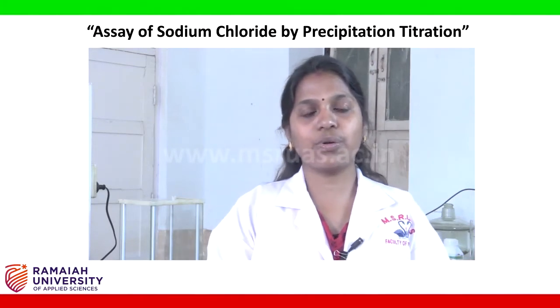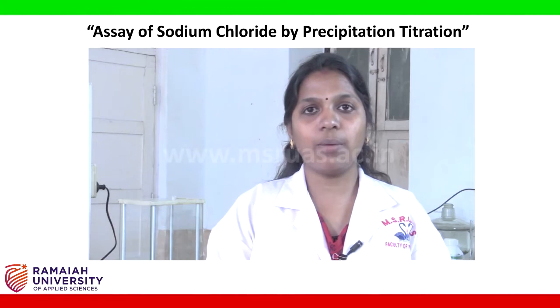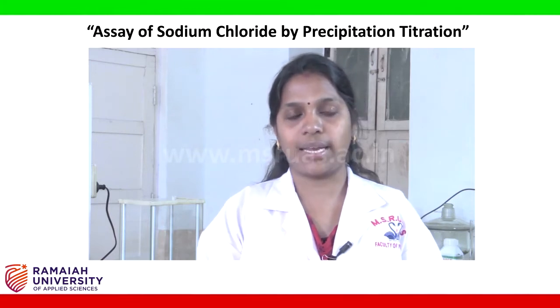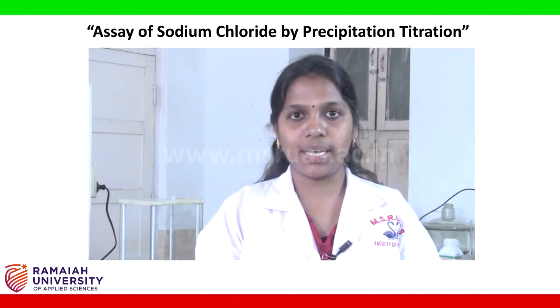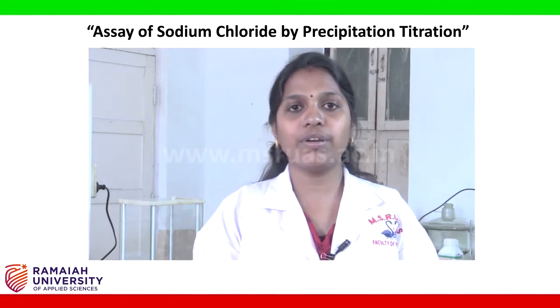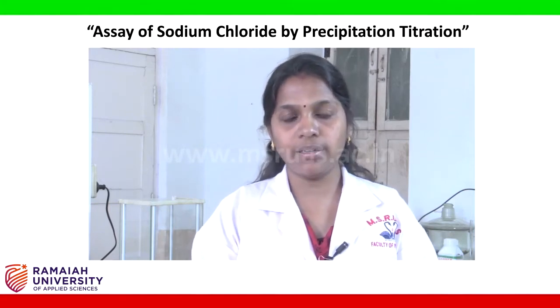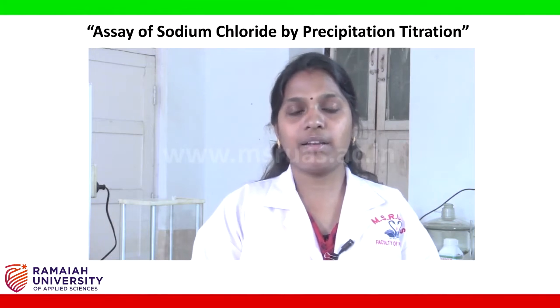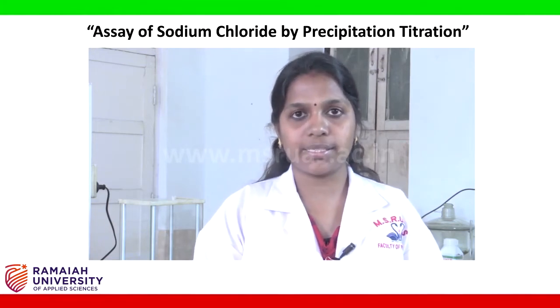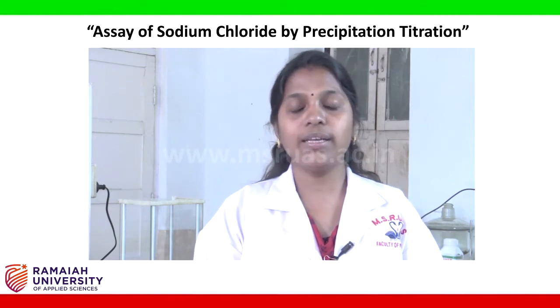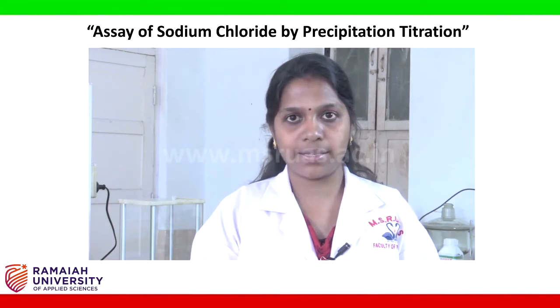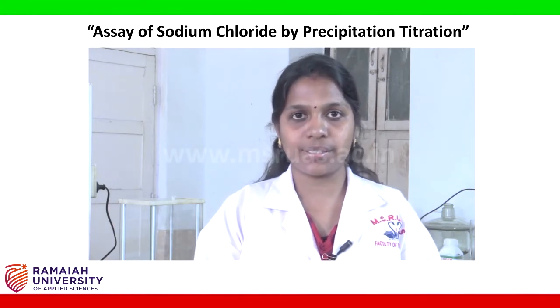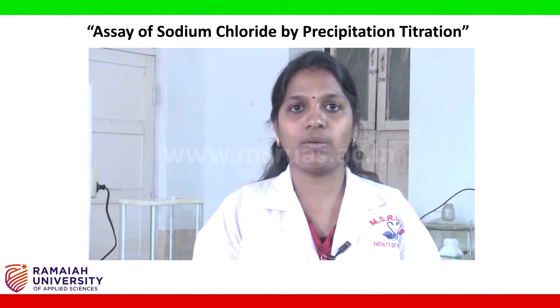In assay of sodium chloride, 0.1 normal ammonium thiocyanate is used as a titrant, and before doing assay we have to standardize 0.1 normal ammonium thiocyanate. Then in the assay we are adding silver nitrate solution 0.1 normal as the reagent excessively. So this silver nitrate solution should also be standardized. So first we will do standardization of 0.1 normal silver nitrate.